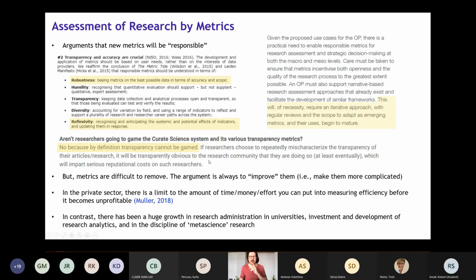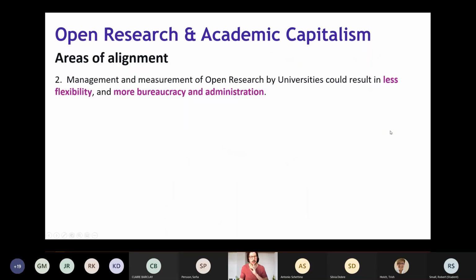And there is a lot of money and time and effort of a lot of smart people going into this, and if that's having a benefit, that's great, but it's also a lot of time and money and effort that's not being put into doing actual research, like curing cancer or things like that. The second part of this then is that obviously if universities start getting assessed on how open their research is, and that feeds into something like university rankings, then they're going to want to take more control of it, which is going to inevitably lead to more bureaucracy and administration.